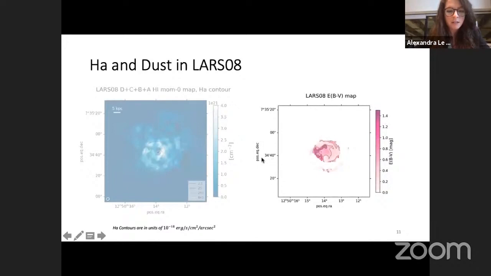And to the right, you have the extinction map that is computed using the H alpha over H beta ratio. Essentially, the lighter colors show you lower dust content, while the darker colors show you more dust in the galaxy. And so there is really this divide in the galaxy between the west and the east, and we'll see that's quite important. The western part of the galaxy has much less dust than the rest of it.